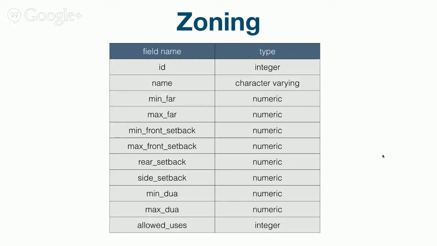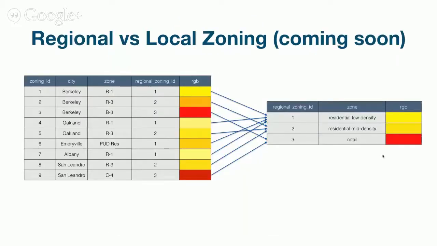And we acknowledge that at the regional scale it begins to get a little bit confusing, and coming very soon we'll have the ability to distinguish your local zoning from regional zoning. So as an example, if you're familiar with the actual zoning code for Berkeley and Oakland, these are made up zoning categories. These aren't the real categories.